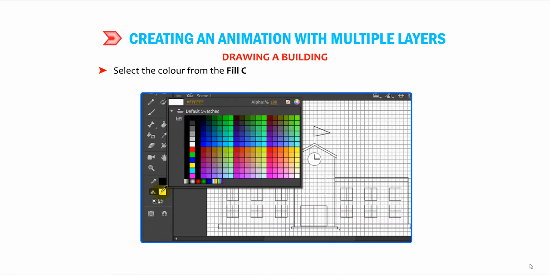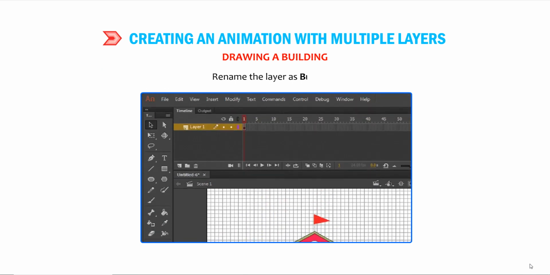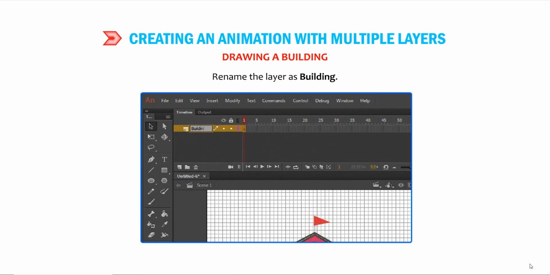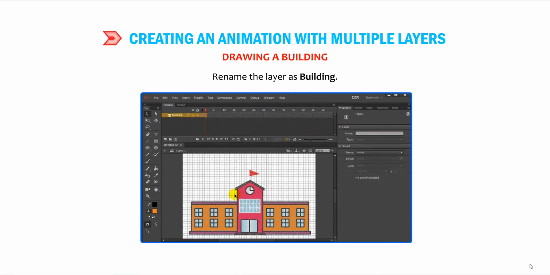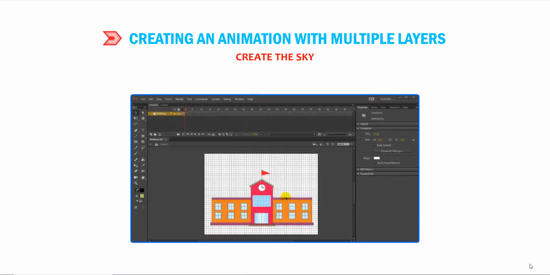Select the color from the Fill Color box. Choose the Paint Bucket tool and click inside the building. Rename the layer as Building. Let me now tell you about sky creation.